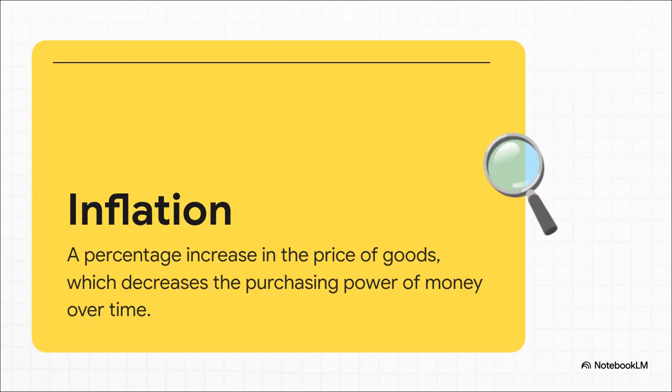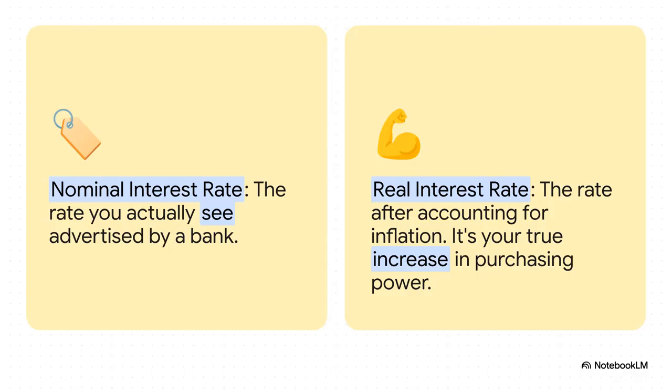Right, so inflation is basically this slow, silent erosion of your money's buying power. As prices for everything go up over time, every single dollar you have buys a little bit less. And you can bet that lenders are paying very close attention to this, and they need to protect themselves from it. This difference between the sticker price rate and what you're really earning is captured by something called the Fisher effect. You've got the nominal rate. That's the number the bank advertises, the one you see on the screen. But then you have the real rate, and that's the one that truly matters. It's your actual increase in purchasing power after you strip out the effects of inflation.